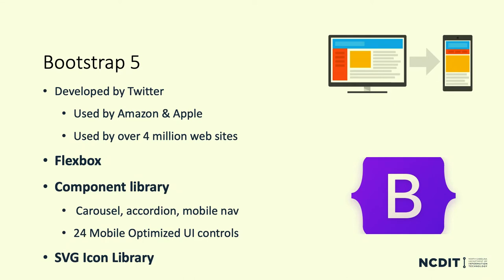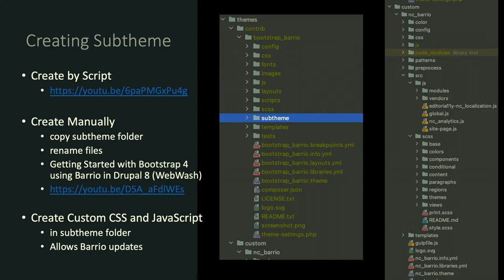For me, being Flexbox based was really important, because you can organize your content a lot more fluidly with Flexbox. The component library was also key. For us in particular, there were several components that I didn't want to have to source from other libraries. I wanted everything in one package, so we needed a carousel, an accordion, the mobile navigation. It has 24 mobile optimized UI components. And another big factor was the SVG icon library, which is a really cool new feature with Bootstrap 5. I'll talk a little bit about why that is cool.